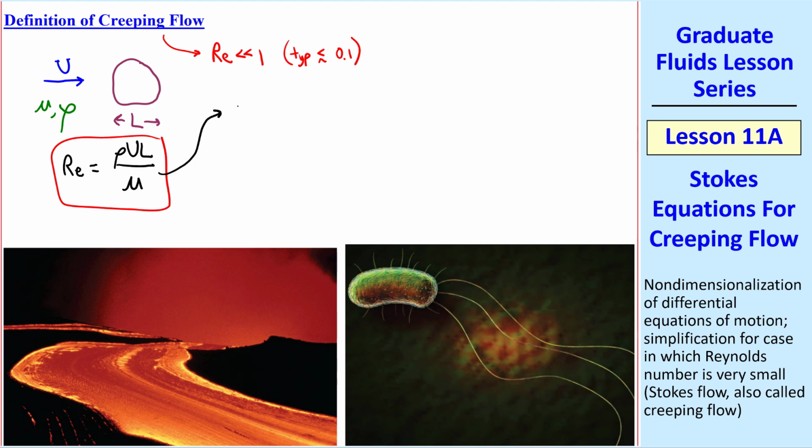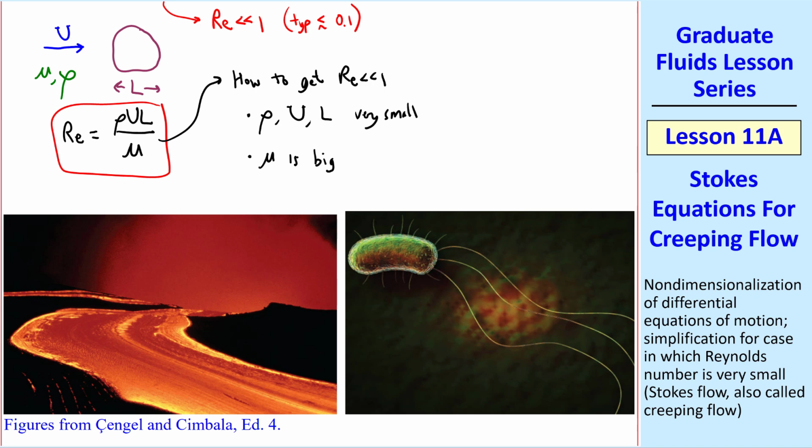From this Reynolds number, how do we get Reynolds number very small? Well, either rho, U, or L are very small, since those three variables are in the numerator, or mu is big, since it's in the denominator, or any combination of these. I show two examples here. Lava flow has a huge L and a fairly large rho, but U is small and mu is gigantic, so lava flow is an example of creeping flow.